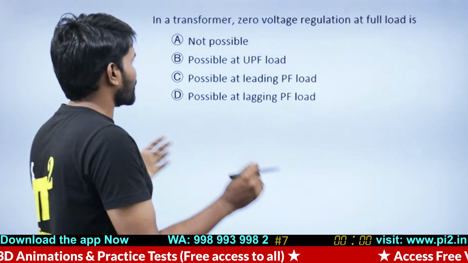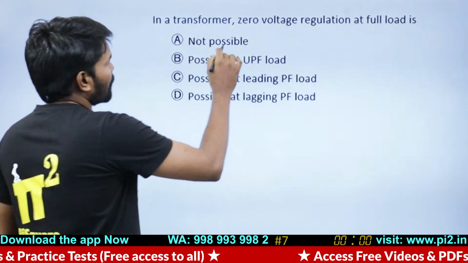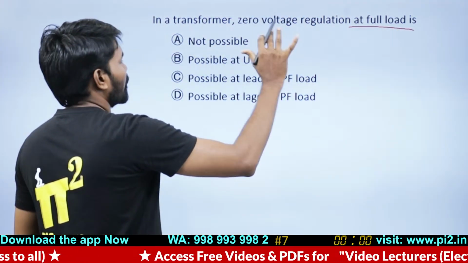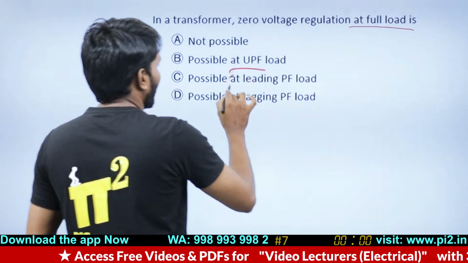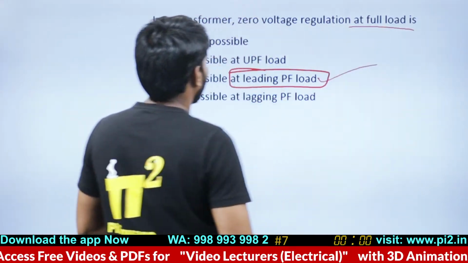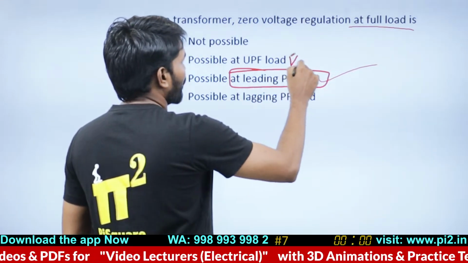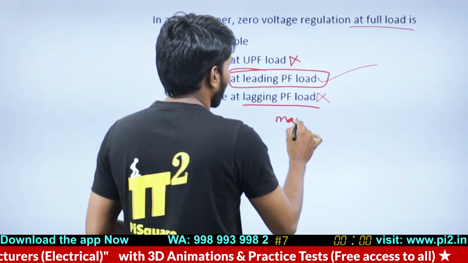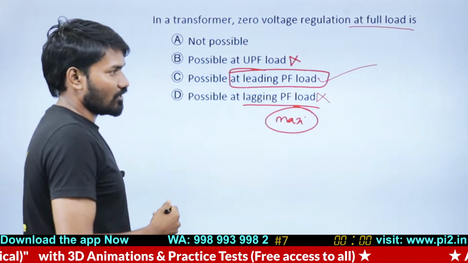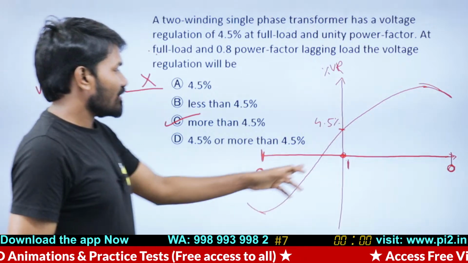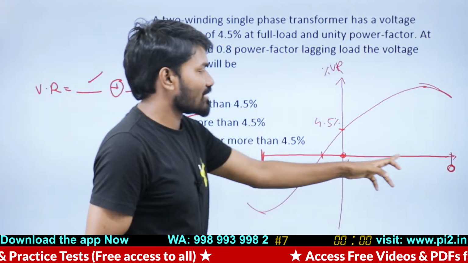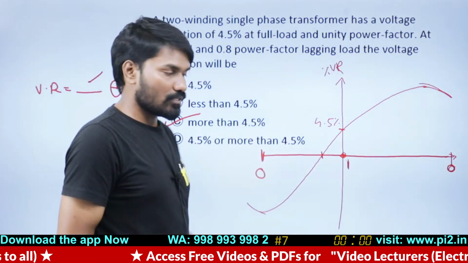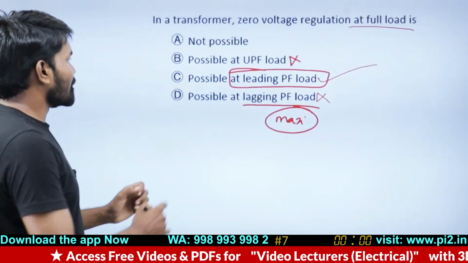This is again simple from the previous question only. In a transformer, 0 voltage regulation at full load is possible. Yes, it is possible. But it must be leading power factor only. Unity power factor, 0 regulation is not possible. Lagging power factor is not possible. At lagging power factor, it is maximum. Just now I gave the amazing curve. From this curve only, 0 at leading only it is possible. Maximum at lagging. Negative only. Leading case only it is possible. Okay. Answer is C.